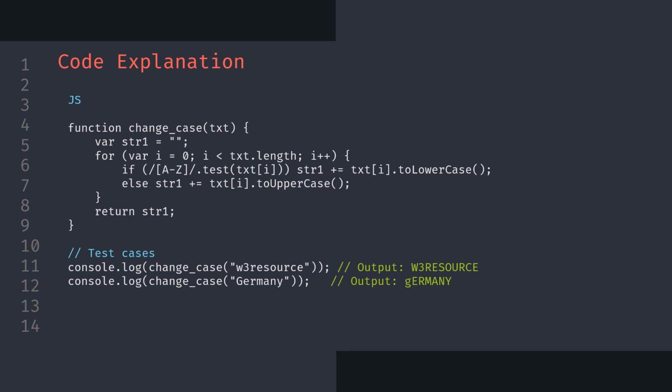Second, it loops through each character in the input string. Third, for each character, it checks if it's uppercase using the regular expression slash bracket A to Z close bracket slash. If true, it converts the character to lowercase and appends it to str1. Otherwise, it converts the character to uppercase and appends it. Finally, the function returns the transformed string. This method ensures that every character is processed and the case is swapped where applicable.